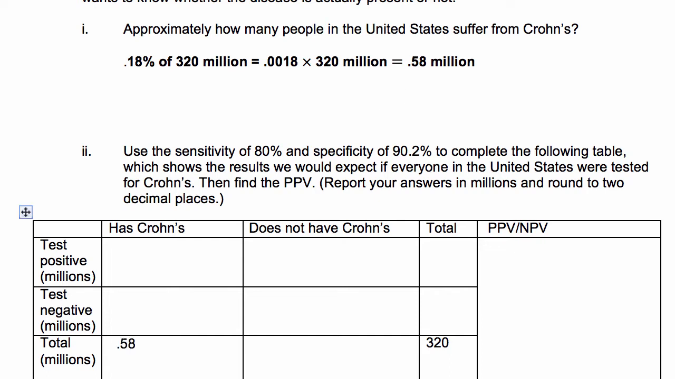Next, from the first part of Part B, we have that approximately 0.58 million people in the United States suffer from Crohn's. Of that 0.58 million, some will test positive and some will test negative. Since the sensitivity of the test is 80%, we can count on about 80% of those who have Crohn's to test positive for the disease. 80% of 0.58 million is equal to 0.8 times 0.58 million, which is approximately 0.46 million. Since 80% of those who had Crohn's tested positive, 20% must have tested negative. 20% of 0.58 million is approximately 0.12 million.